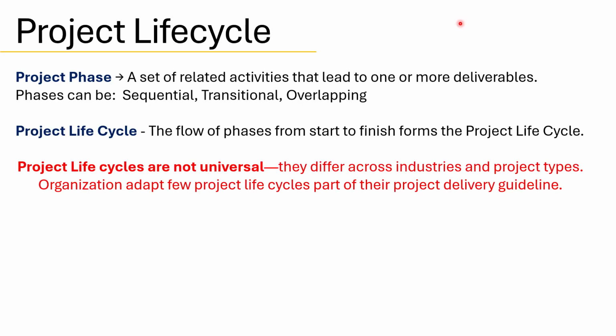Project lifecycle. Before we dive into the project lifecycle, let us first understand what a project phase is. A project phase is a group of related activities that lead to one or more specific deliverables. These phases can follow different patterns. They might be sequential, transitional, or even overlapping. In some cases, moving from one phase to the next requires a formal review known as a phase gate or stage gate. This can act as an exit criterion for the current phase or an entry criterion for the next.